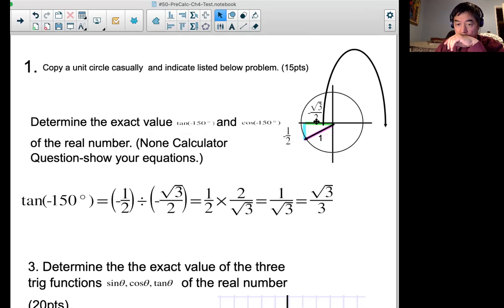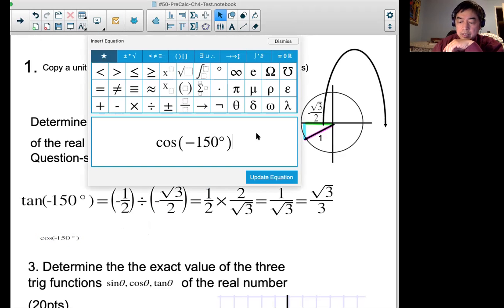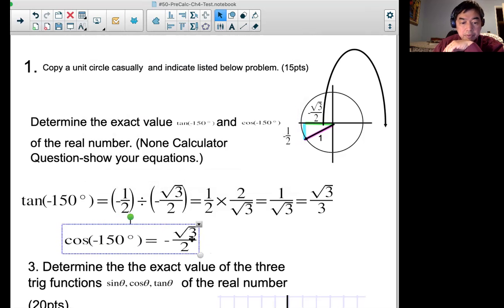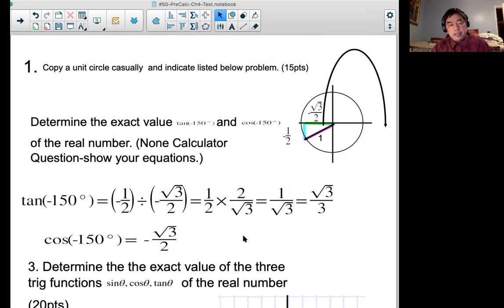Now cosine is already listed here. Cosine is the green color. This is not the one I want; this value I want. So cosine negative 150 degrees, the green color, equals negative square root 3 over 2. Okay, this is the first question.